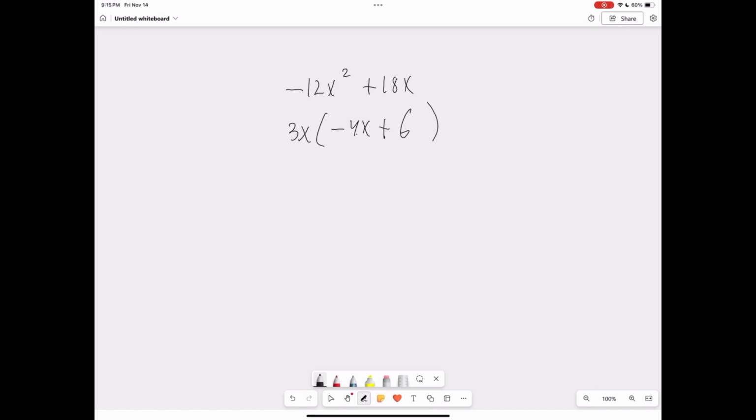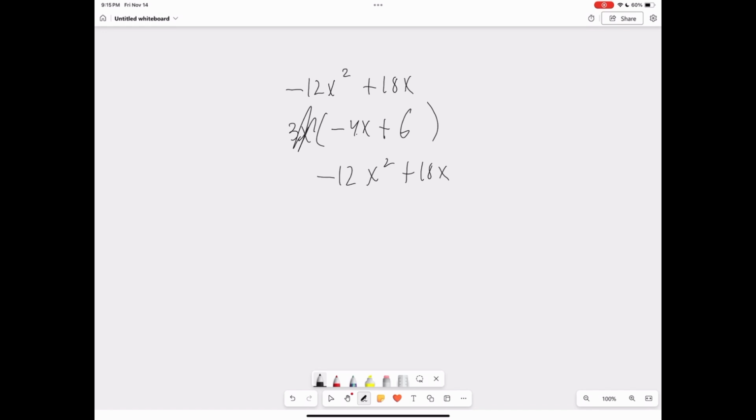Is this simplified? Let's look at it. Can 4 be reduced to something else? Yes. Can 6 be reduced to something else? Yes. So let's go back. Let's start over. We can continue, but I don't want to confuse you guys. Let's go back and let's take out something greater. What if we took out a 6? So we know 18 divided by 6 is 3, and negative 12 divided by 6 is 2. Okay, that sounds better.